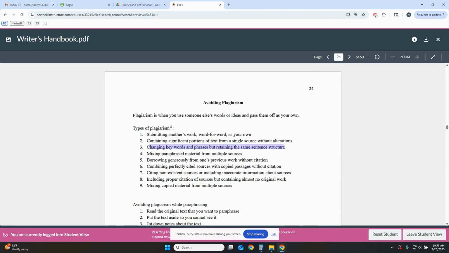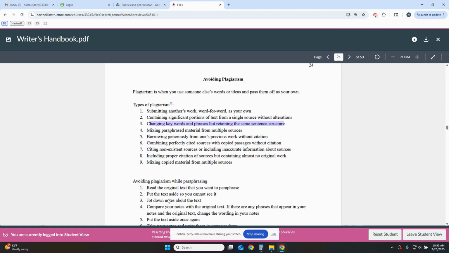modifying important verbiage, but keeping similar syntax. Technically, those are different words, but it has the same sentence structure. It means the same thing. You have to put it totally in your own words.